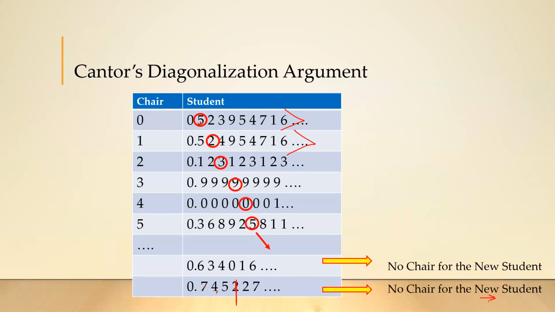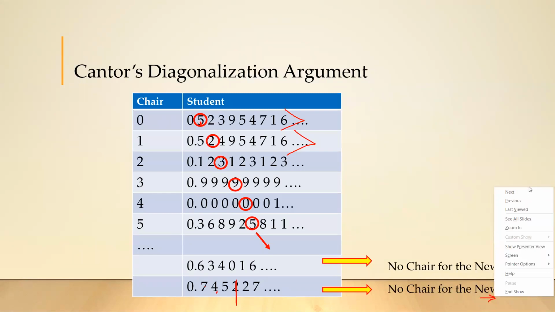So at the end of the day, you can create n number of new students, but all the new students which you create, they will not be having chairs, which means the number of students are more than the number of chairs. Or in very simple terms, I tell real numbers are more than natural numbers. Or in other words, real number infinity is greater than the natural number infinity. Very simple, real numbers are uncountable.